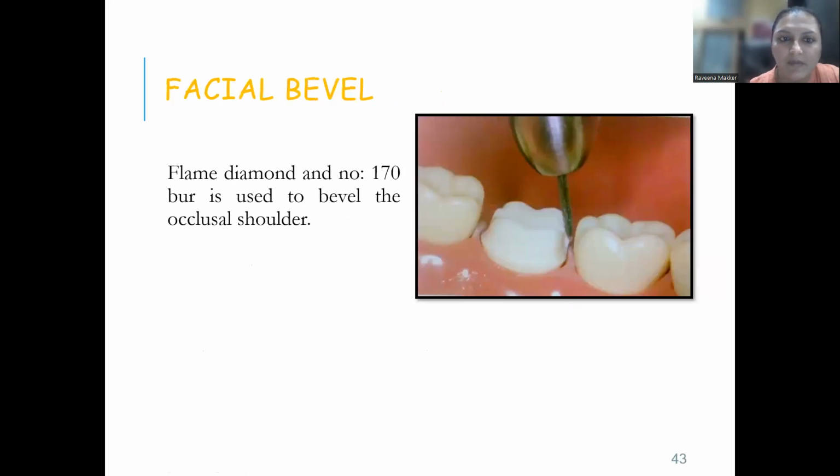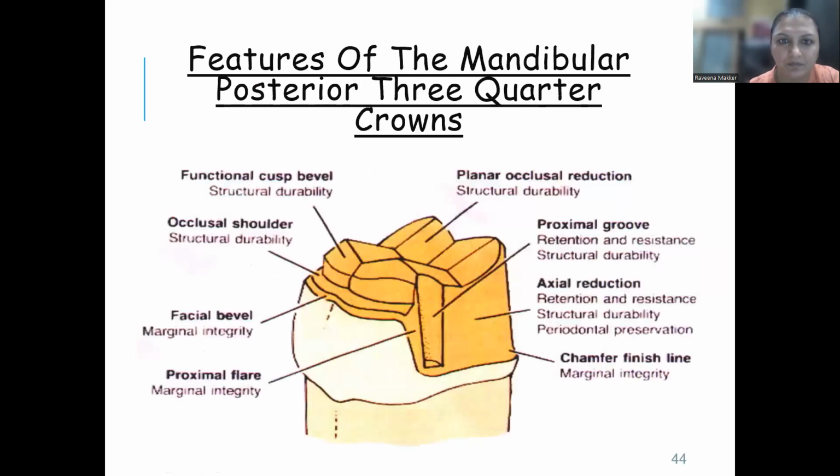Then is the facial bevel. Flame diamond and number 170 burr is used to bevel the occlusal shoulder. Wherever the occlusal shoulder is formed, a bevel is placed with the help of a flame diamond or number 170 burr. That is the facial bevel.